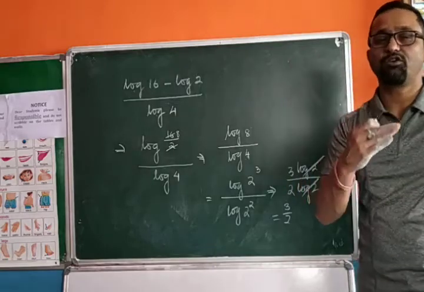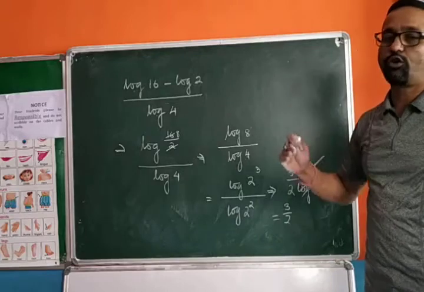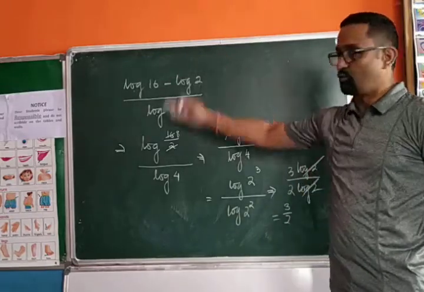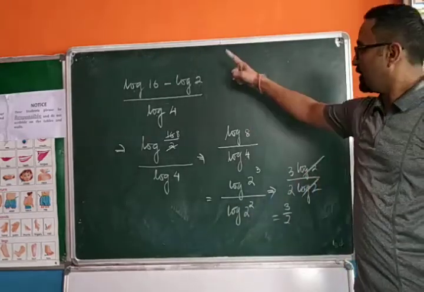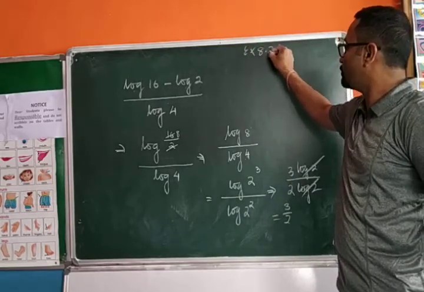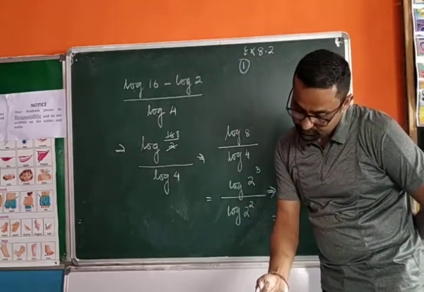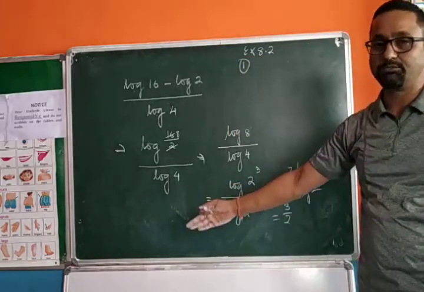And in the beginning only I said it is a bit confusing. You need to follow the steps. So whatever sums I have done, in a similar way you can solve exercise 8.2. Question number 1. There are around 6 sums. I did similar 6 sums here.